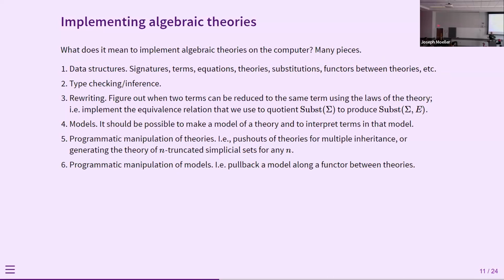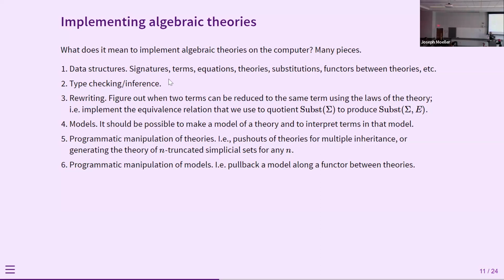What does it mean to implement all of this on a computer? Well, there are a lot of different pieces. So the first thing is that we need data structures for everything that I've talked about. So you need data structures for signatures, terms, equations, theories, substitutions. If you want to get fancy, I didn't talk about the math of this, but you can talk about functors between theories, which are just functors between Lawvere theories that are product preserving and also send sorts to sorts. It's important.